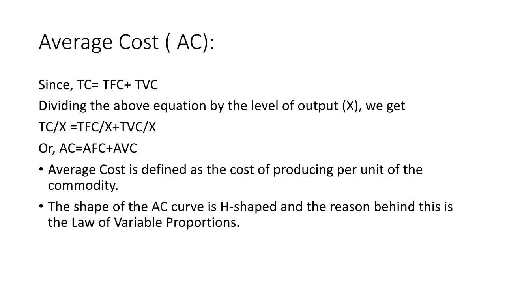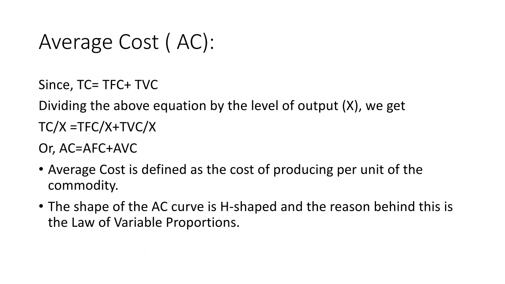TFC by X gives us the AFC, that is average fixed cost, and TVC by X gives us the average variable cost, which is AVC. So average cost is defined as the cost of producing per unit of the commodity. The shape of the AC curve is actually U-shaped. Here it is written as H shape, but it is a typing mistake. It should be U-shaped.